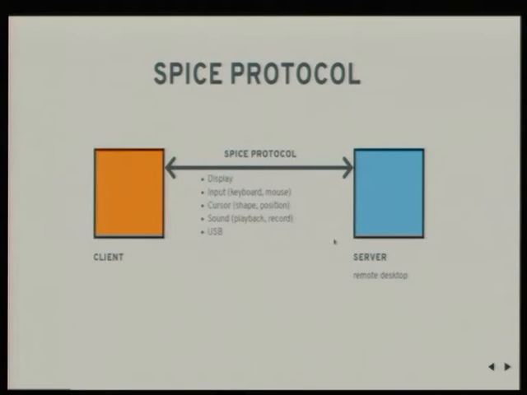For instance, there are input channels to handle mouse and keyboard events, cursor, which gives us the shape and position of the remote cursor. There are sound channels for audio input and output. USB channels, as I mentioned earlier, allow us to use our local USB devices like webcams or mouse or flash drives on the remote system. And in this talk, we will focus on the display channel.